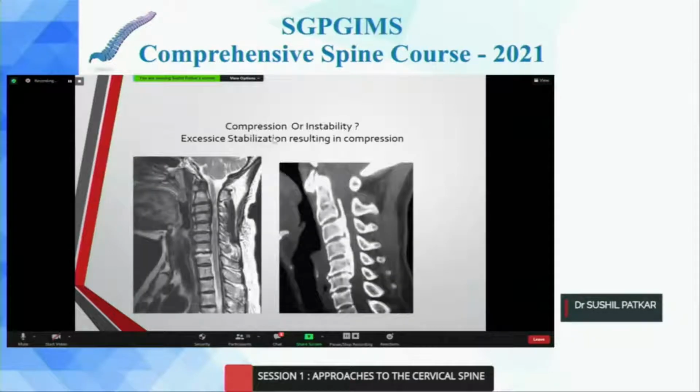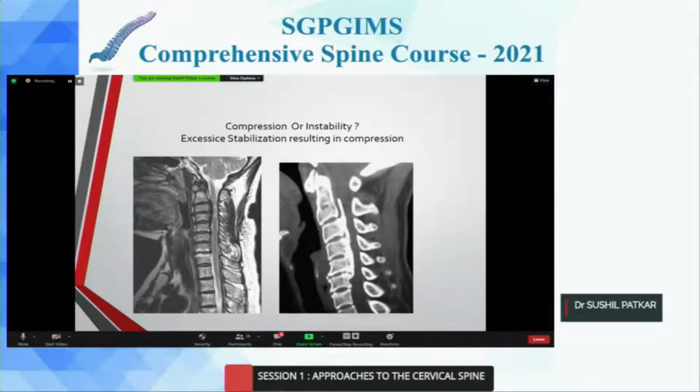This is another example. So compression or instability, you have to decide what is the main problem. In this kind of patient with a neutral spine, the main problem is just the compression over here. There is hardly ever instability because the spine has gone on to get autofused.